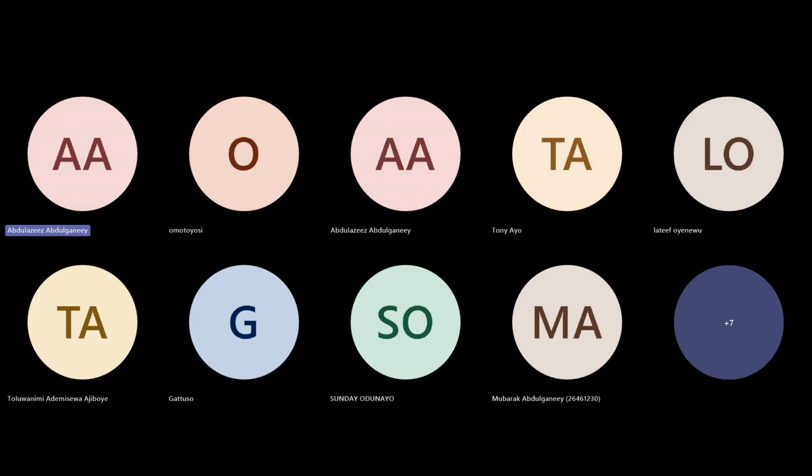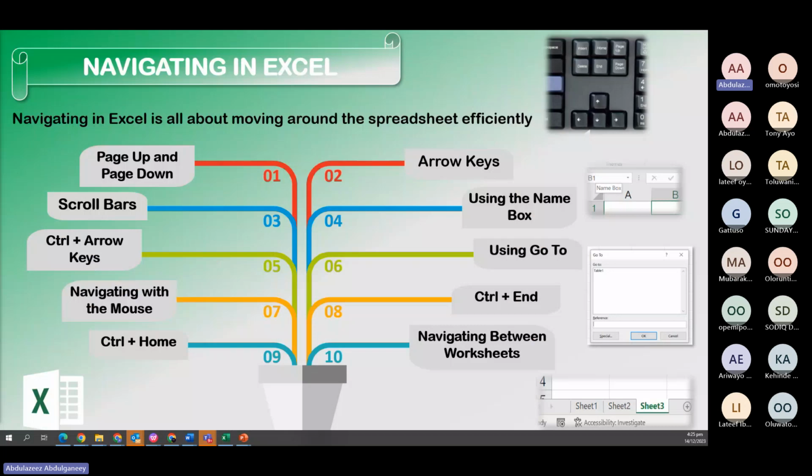It's a must. You'll have to navigate through your workbook or your worksheet so that you'll be able to work efficiently. So how do you navigate using your Excel? You can navigate using these means. Either use your Page Up and Page Down. You use your arrow keys.